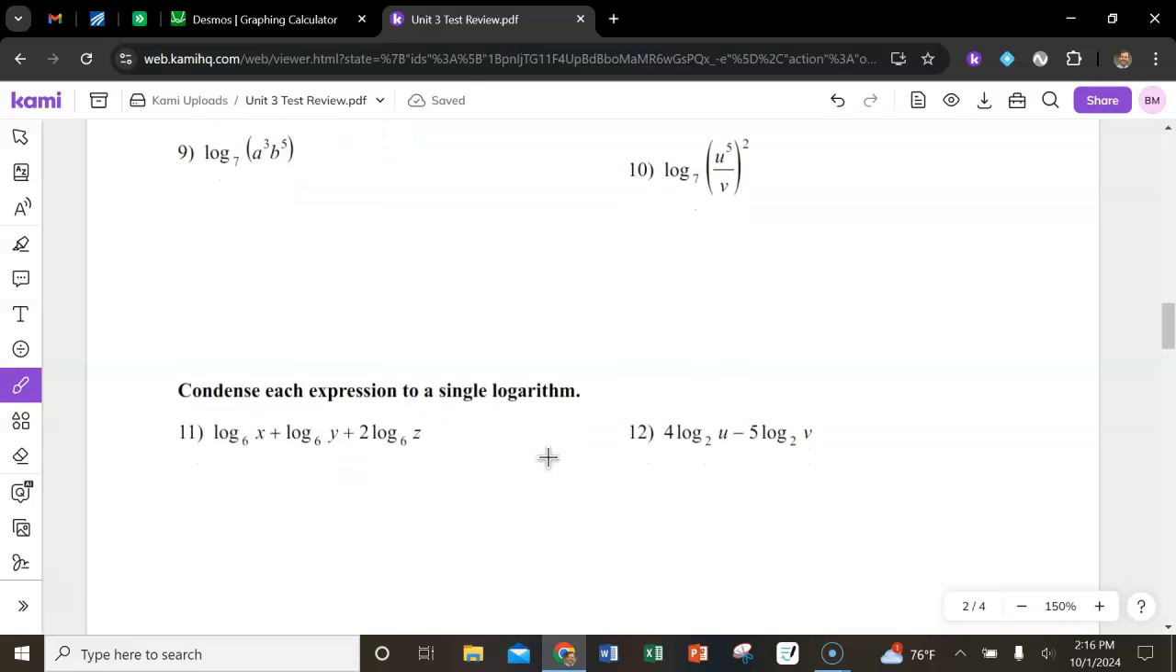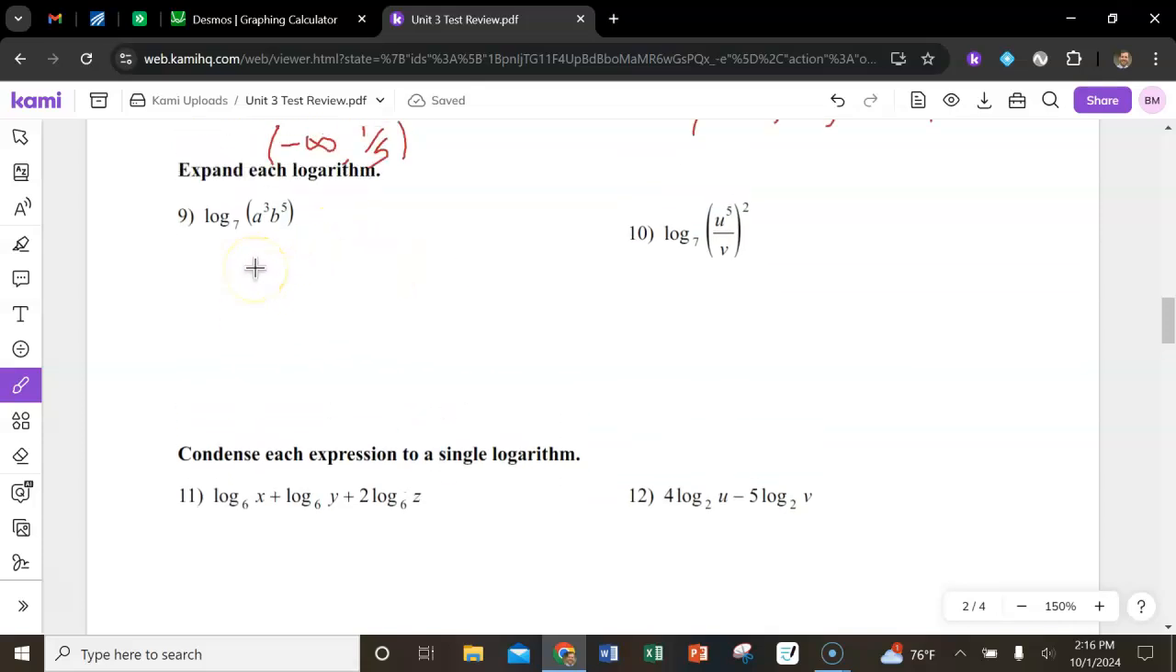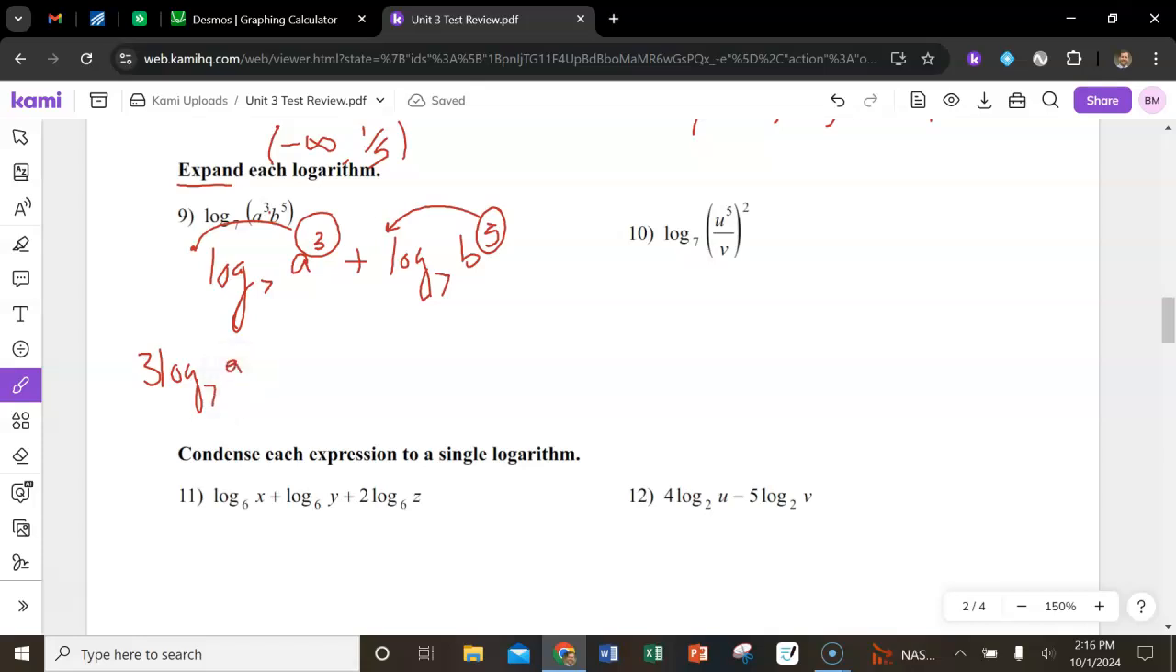I'm going to jump down to 9 through 12. These are just your log properties. If you have multiplication, if you're expanding and it's multiplication, you separate that out using addition. So we're going to go log base 7 of a to the 3rd plus log base 7 of b to the 5th. And then if you have exponents, those have to come out front as coefficients. So we're going to go 3 log base 7 of a plus 5 log base 7 of b. I think you could probably do that in one step, and I really don't need to see the intermediate step there, but if you need to, go ahead and do the intermediate step.